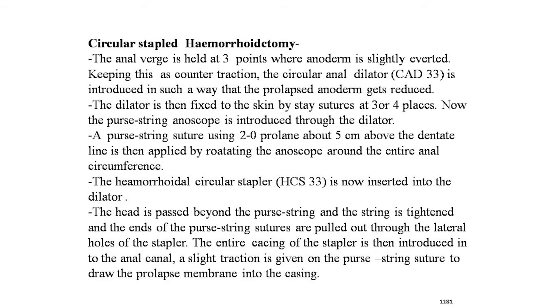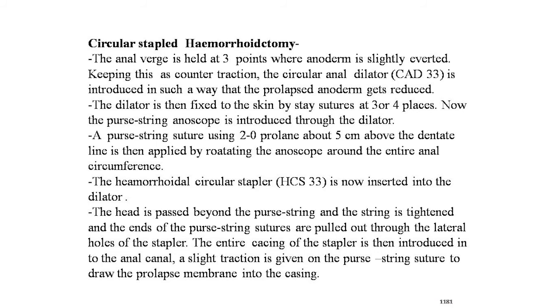Now the purse string anoscope is introduced through the dilator. A purse string suture using 2-0 Prolene about 5 cm above the dentate line is then applied by rotating the anoscope around the entire anal circumference. The hemorrhoidal circular stapler HCS33 is now inserted into the dilator.